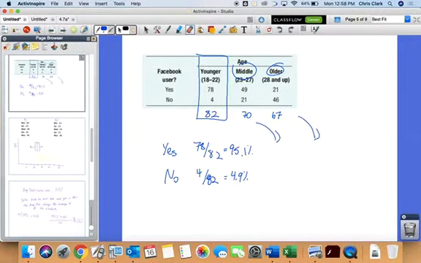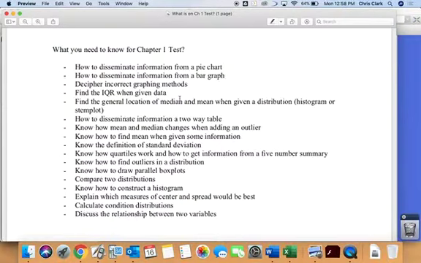Okay, so that concludes kind of what's going to be on the test for Chapter 1. I'm going to talk about the review in a second in the second podcast.